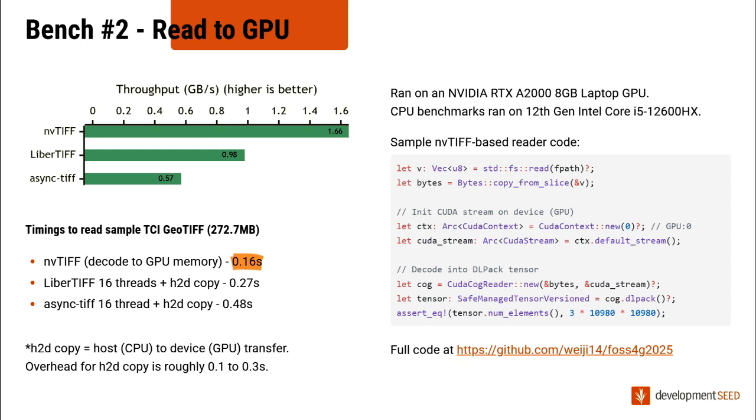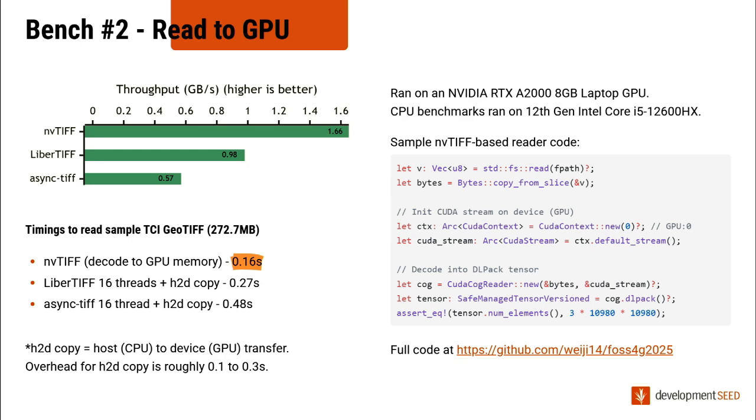Notice that with LIBERTIFF, there's a little bit of overhead if you're doing the decoding on the CPU and then doing the transfer from CPU to GPU, the host to device transfer as we call it. That's roughly 0.1 to 0.3 seconds, depending on what sort of library you're using and how you're streaming it. This was benchmarked on an Ampere generation A2000 laptop GPU.